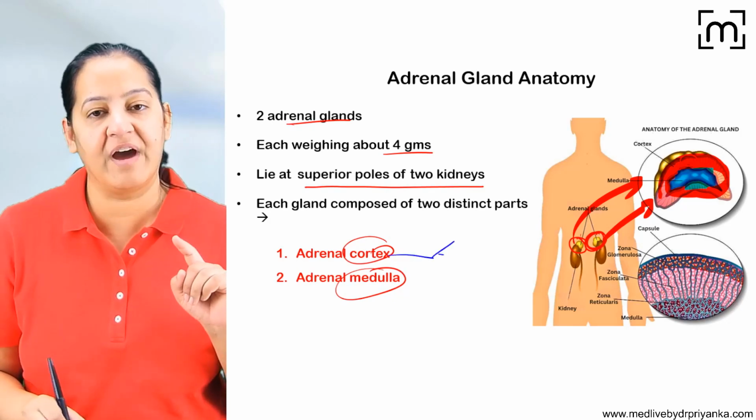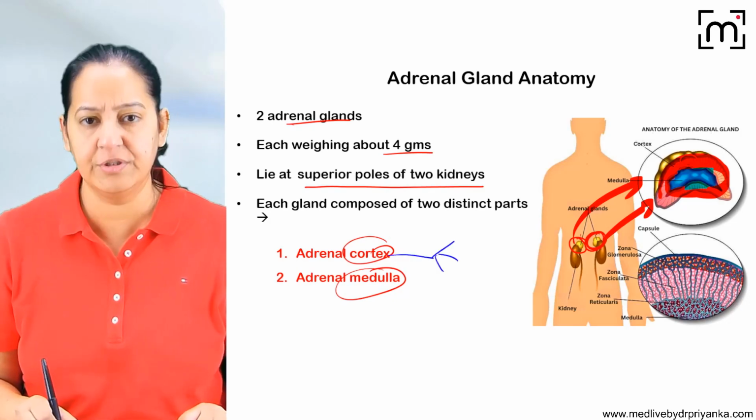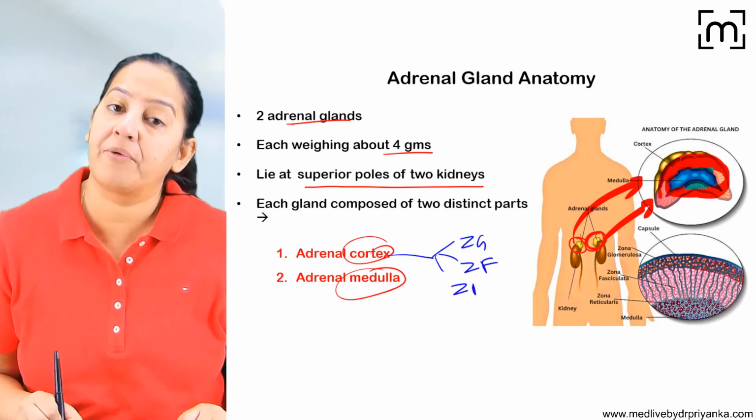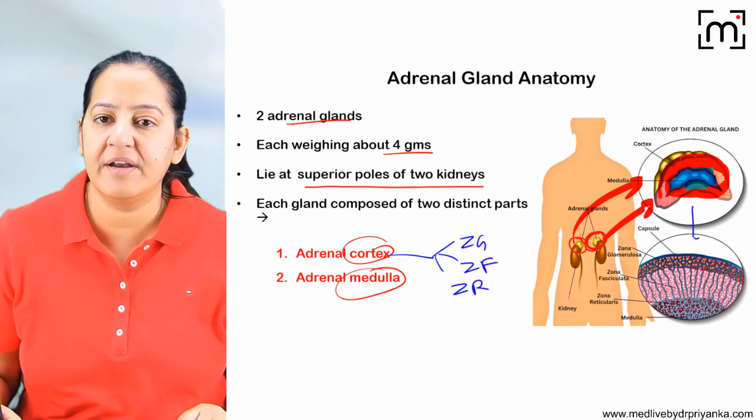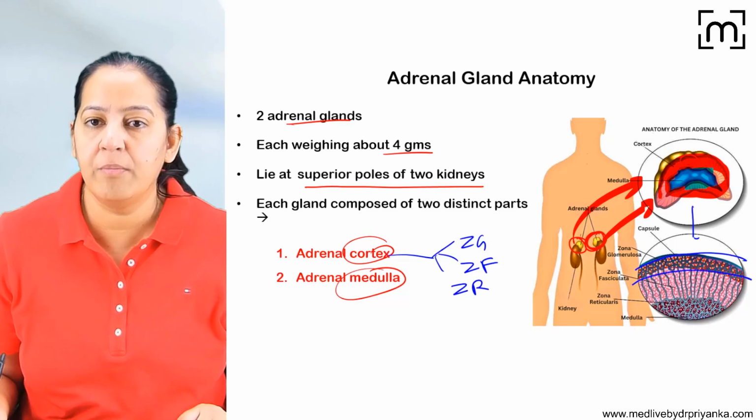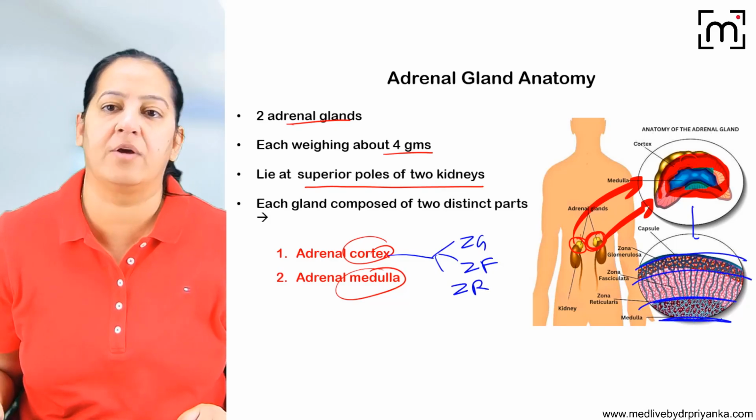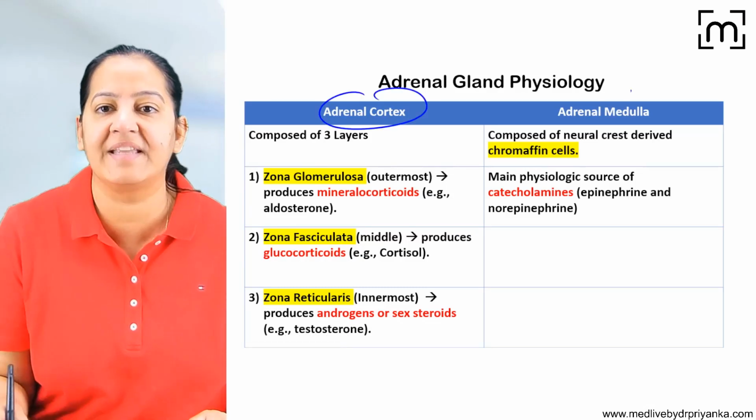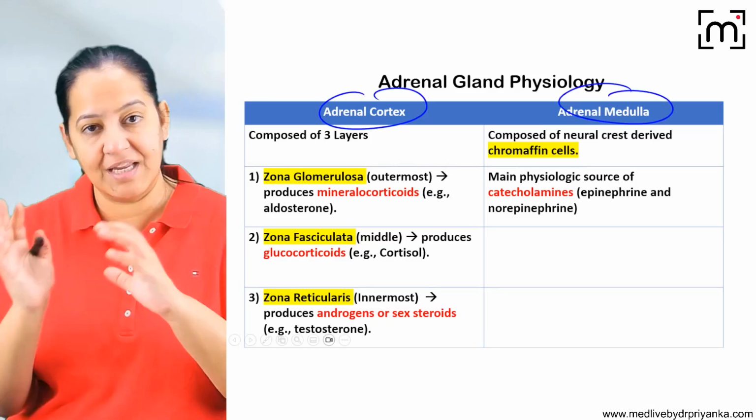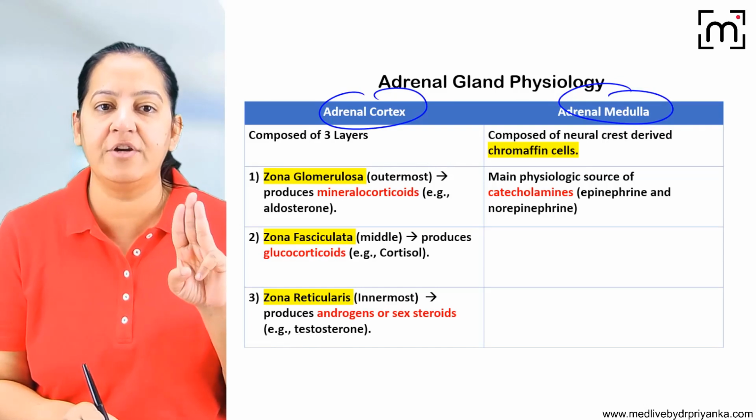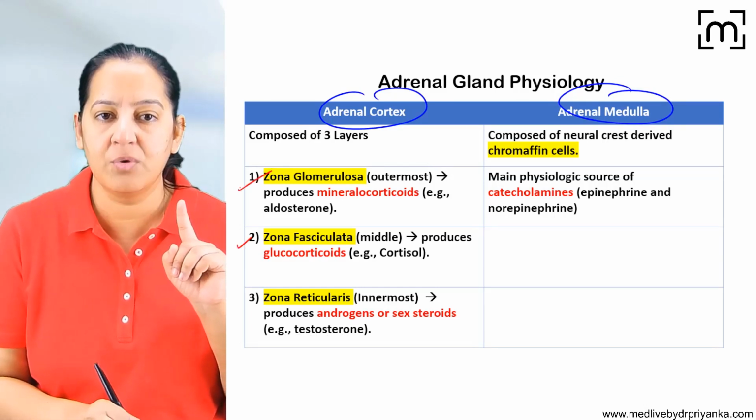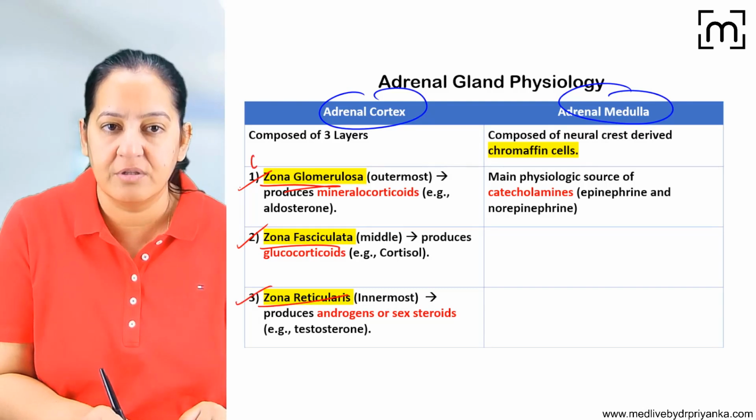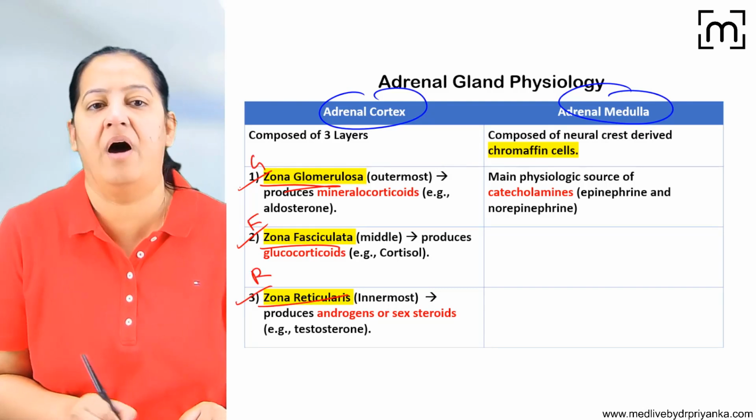The cortex is further divided into 3 zones. I will show you the zones. Zona glomerulosa, zona fasciculata, and zona reticularis. So you can see it here. These are the 3 zones of the cortex, not the medulla. The same thing is written in front of you, the cortex and the medulla. The outer portion is cortex, the inner portion is medulla. The cortex is divided into 3 zones, zona glomerulosa, zona fasciculata, and zona reticularis. It is known as GFR.